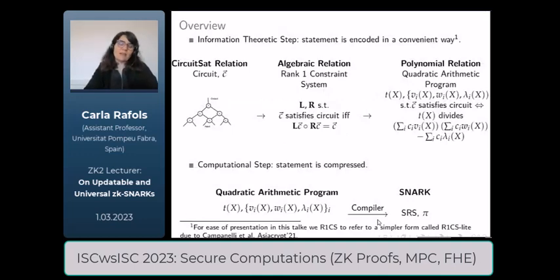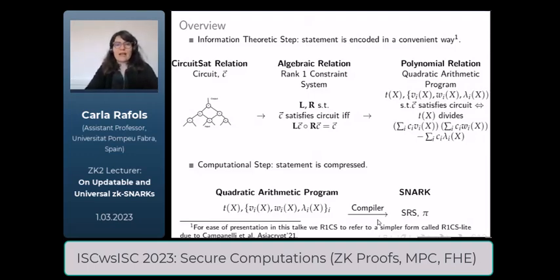I hope after this talk you have a better idea of how to construct a SNARK. And this is something I would like you to take out of this talk, that SNARKs are usually built in 2 steps.